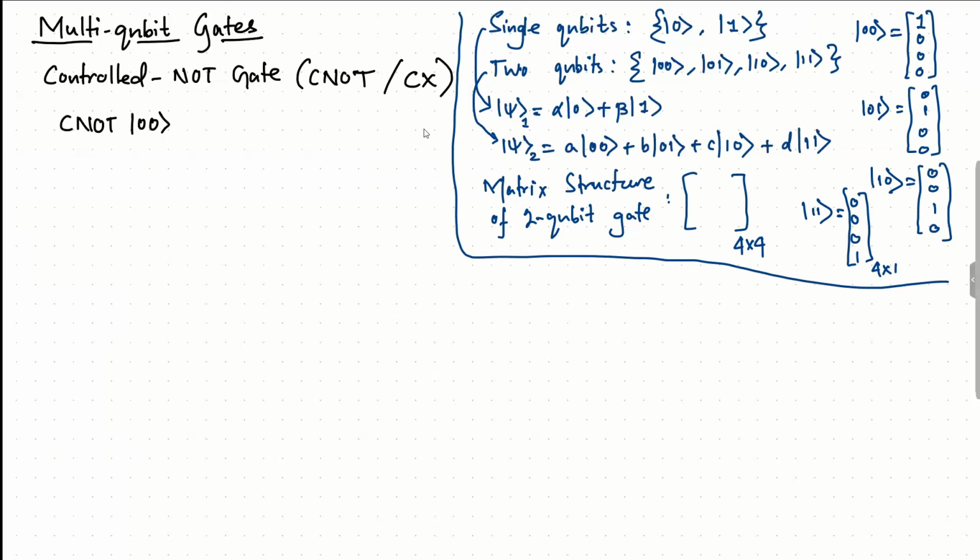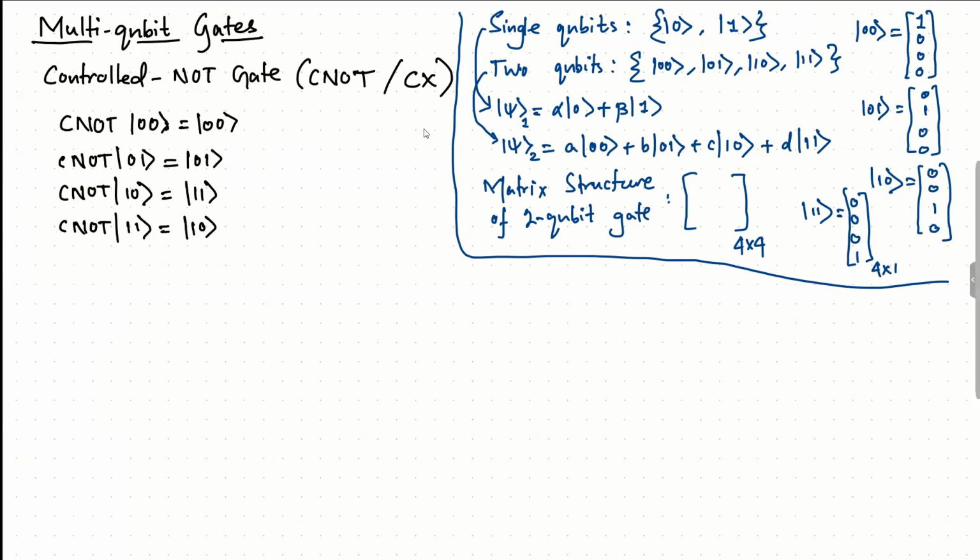So when CNOT applies to the 00 basis state, it does nothing. When CNOT applies to 01, then also it does nothing. When CNOT applies to 10, it makes it 11. And when CNOT is applied to 11, it makes it 10. And this is basically the action of the CNOT gate, and this is how we define the CNOT gate. So the definition of any quantum gate is based on how it operates on the basis states 0 and 1 if it is single qubit, and on the basis states 00, 01, 10, and 11 if it is a two-qubit gate.